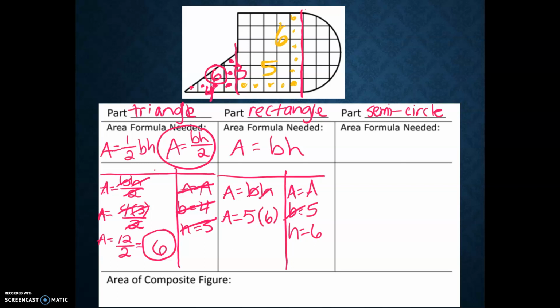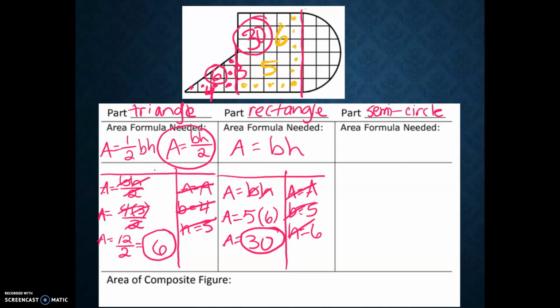And once we use it, we lose it. So yes, I plugged all of those in. That helps me stay on track. And now A equals, well, 5 times 6 is 30. Alright, so I have shape number 2's area now, which is 30, which I'm going to put up here too. 30. Okay, so now let's talk about this half circle or semicircle.